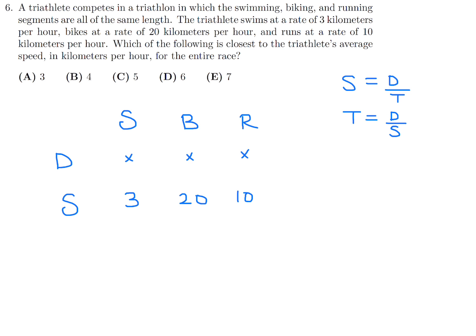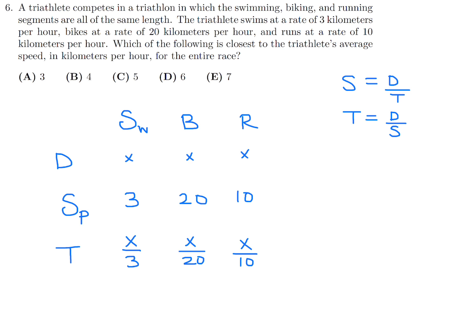All right. So the time for each of these components, I'm sorry, this S and S might get confusing. I'll just put SP, speed, SW, swim. Yeah, sometimes we get the same letters. All right, so the time for the swim is going to be distance over speed. So that's going to be x over 3. The time for the bike is x over 20, and the time for the run is x over 10.